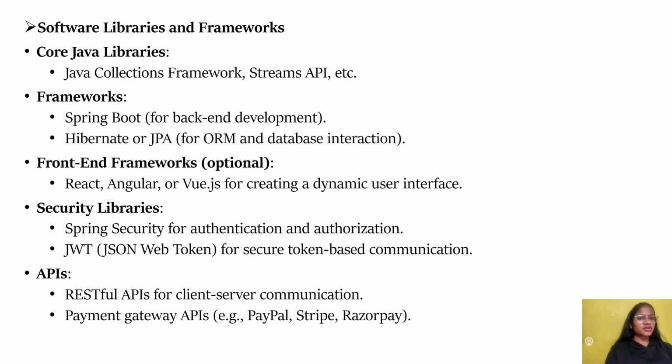Software libraries and frameworks. Core Java libraries, Java Collections Framework, Stream API, etc. Frameworks, Spring Boot for backend development, Hibernate or JPA for ORM and database interaction. Front-end frameworks, optional, React, Angular, or Vue.js for creating a dynamic user interface. Security libraries, Spring Security for authentication and authorization, JWT, JSON Web Token for secure token-based communication, RESTful APIs for client-server communication, payment gateway APIs, example, PayPal, Stripe, Razorpay.